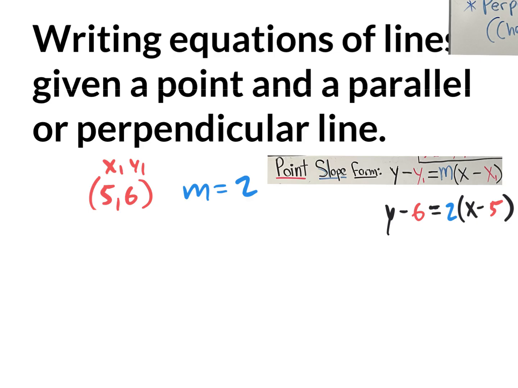Okay, so this is what we're going to be doing every time. If I give you a point and a slope, you're going to start with point slope form. Even if I asked for slope intercept, like if I said, what is the slope intercept form of the equation that passes through this point and that slope, you still start with point slope. Why? Because I gave you a point and a slope. There it is.